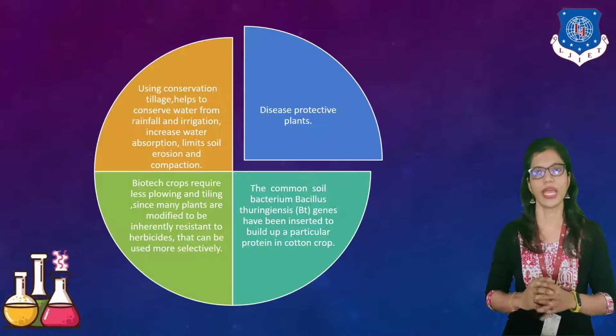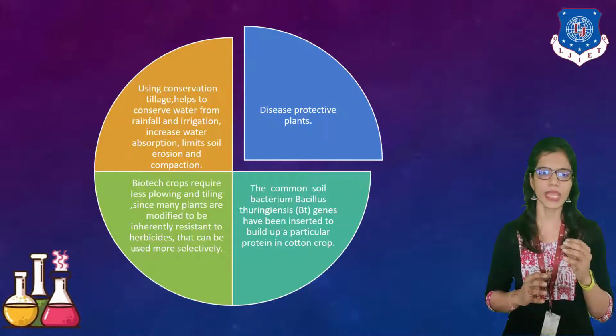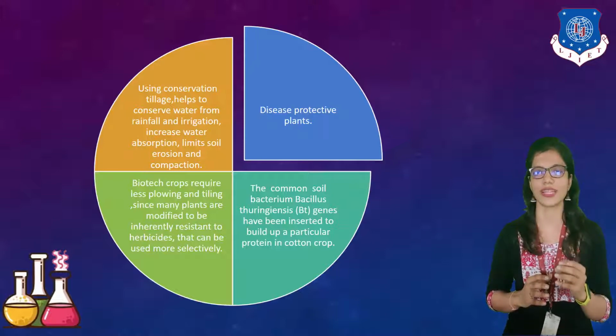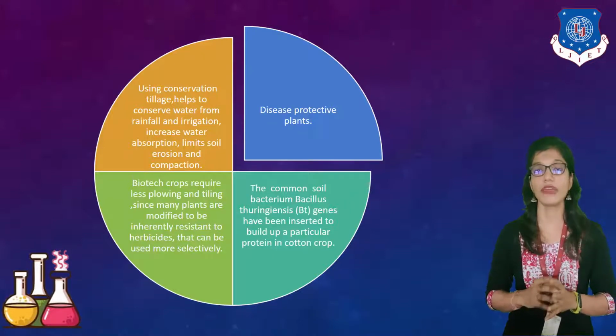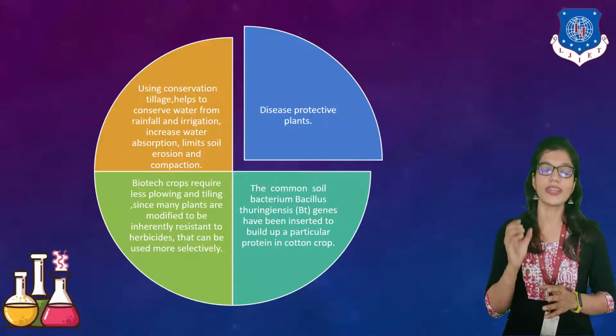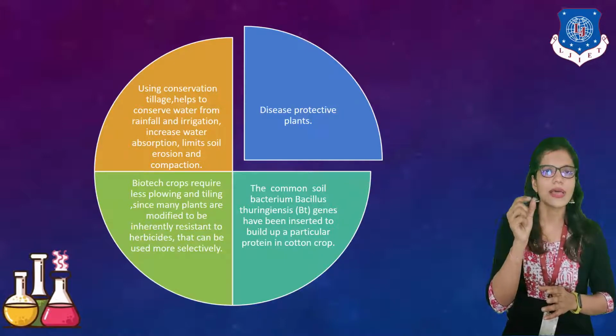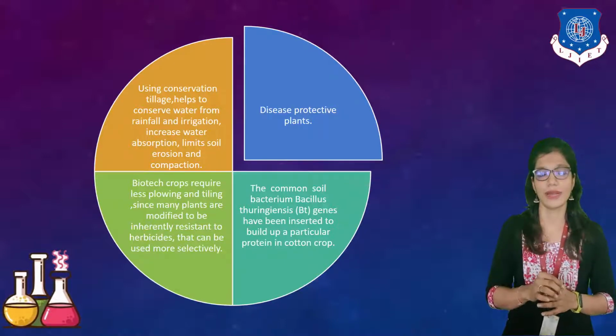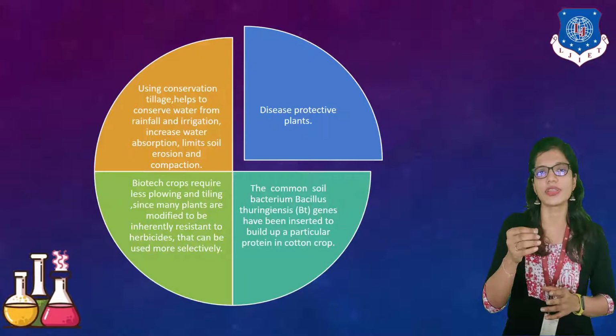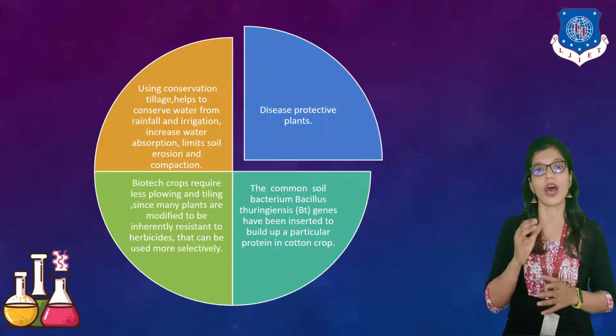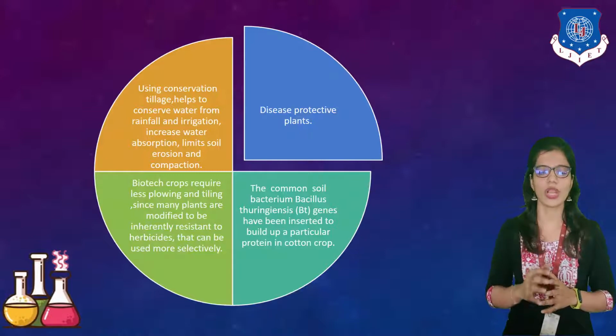Till now, what we do in agriculture is add certain kinds of medicines or pesticides after the plant has been grown. But if we have disease protecting genes in the seed stage only, right, then we can produce a plant in which that particular disease can't be generated. Let's understand how it is possible. The common soil bacterium Bacillus thuringiensis, which is known as BT genes, have been inserted to build up a particular protein in cotton crop. This is the example of it.